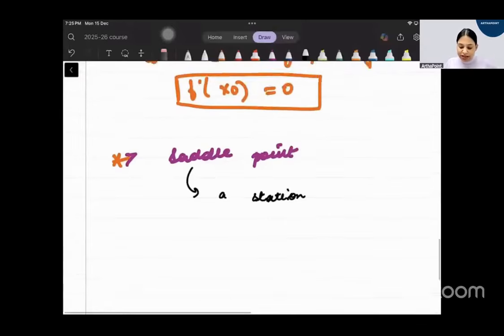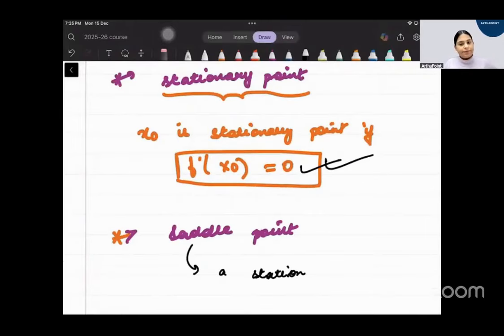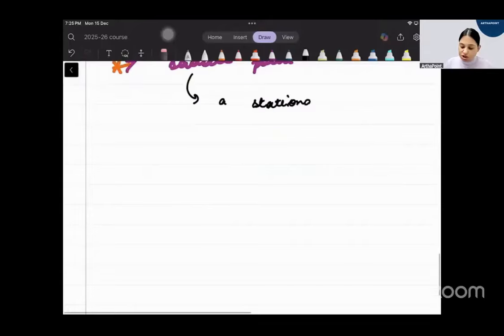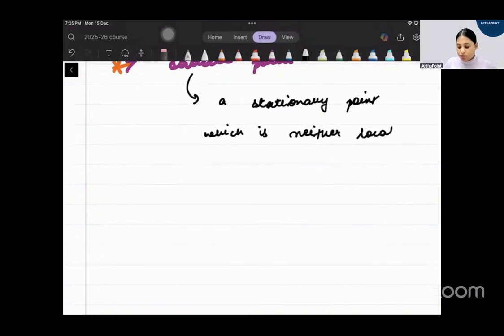माने फर्स्ट ऑर्डर डेरिवेटिव तो इक्वल टू जीरो आया है, but it is neither local maxima nor local minima. So a stationary point neither local maxima nor local minima. If that happens, then that becomes your saddle point.